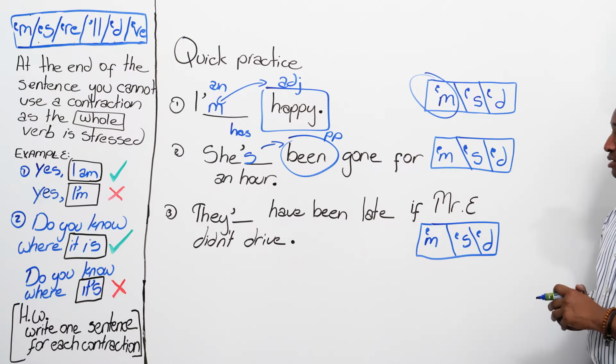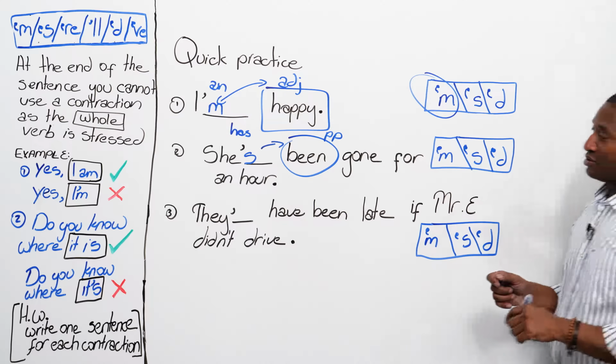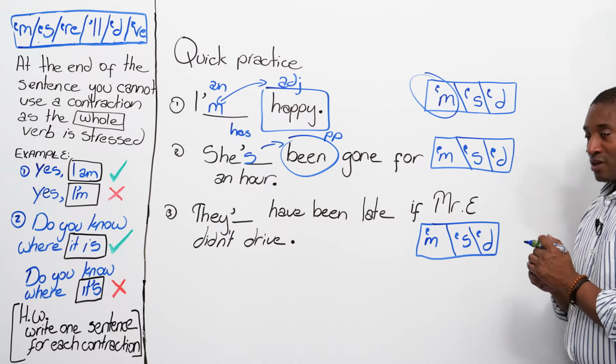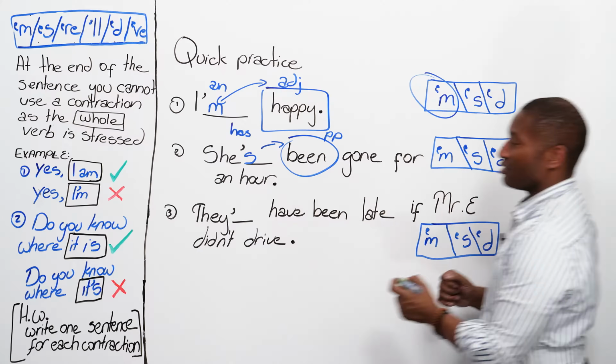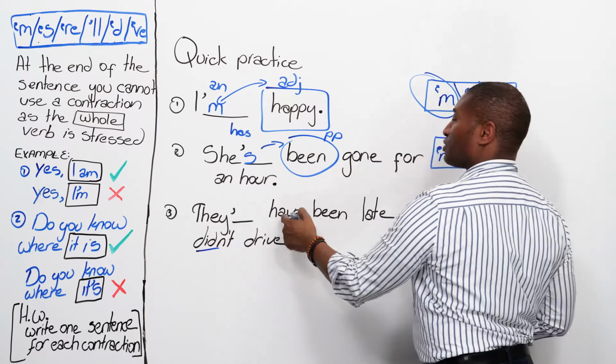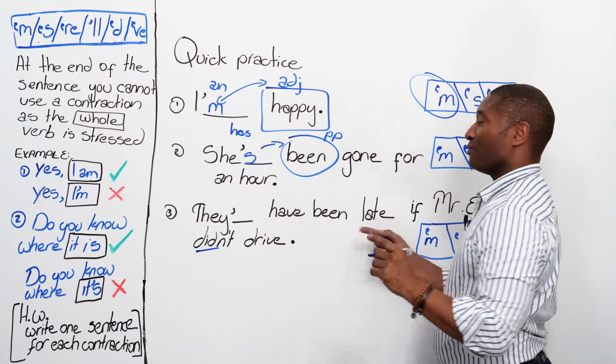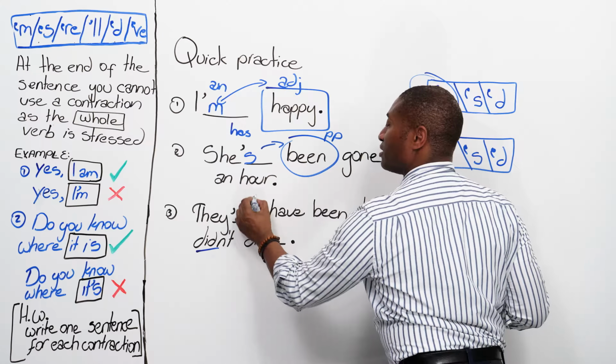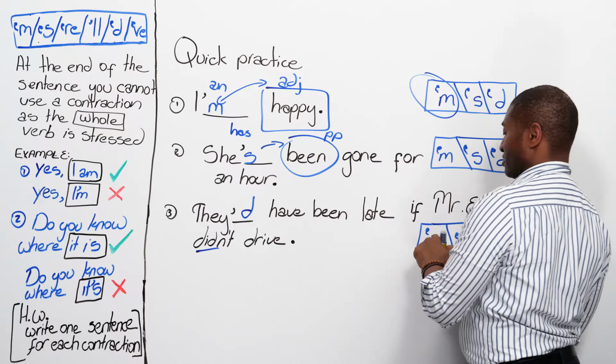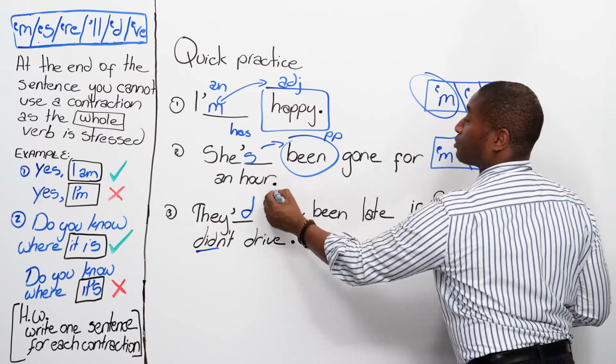Now, what about this one? They, something, be late if Mr. E didn't drive. This one seemed tricky because you got a past tense verb here, but really we have to look at the verb that follows right after. And I know you might even be thinking, but that's have. So it would be they'd, and that was they would have been late. Okay, so this is the modal.